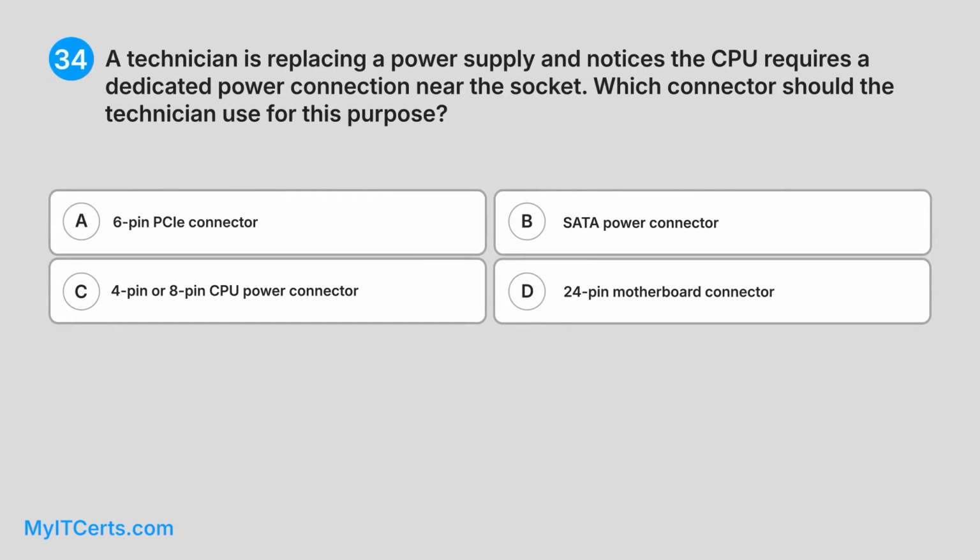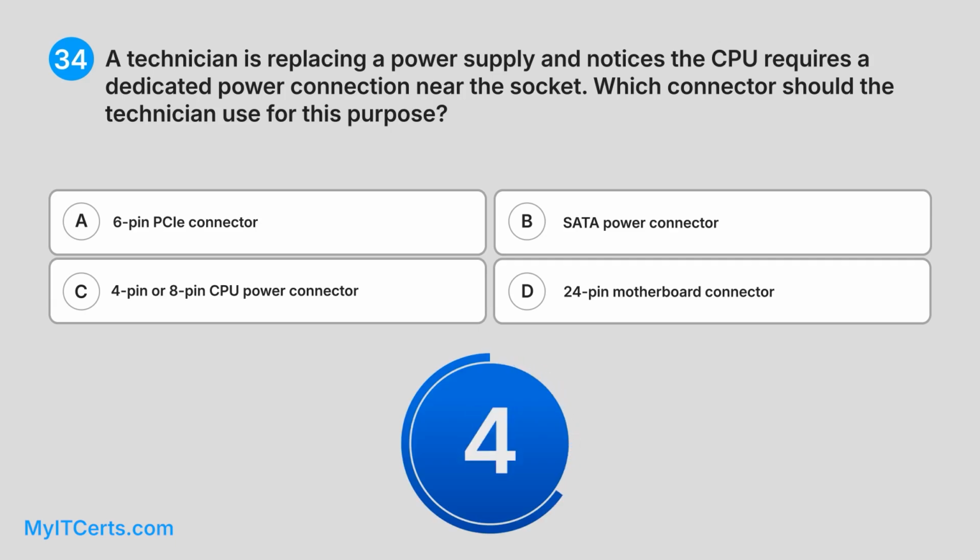34. A technician is replacing a power supply and notices the CPU requires a dedicated power connection near the socket. Which connector should the technician use for this purpose? A. 6-pin PCIe connector. B. SATA power connector. C. 4-pin or 8-pin CPU power connector. D. 24-pin motherboard connector. Can you guess the answer?